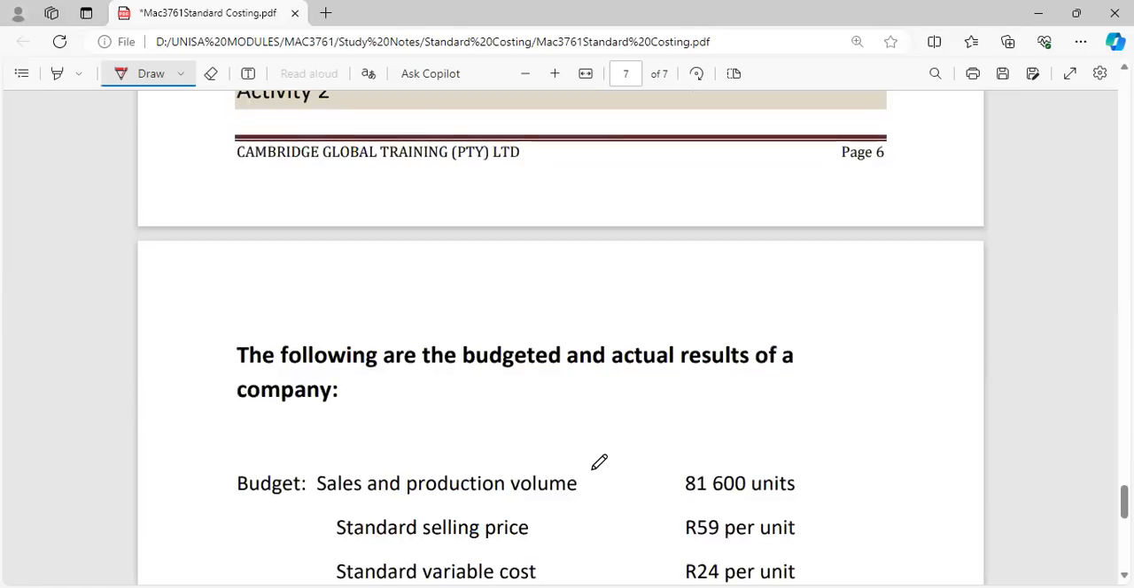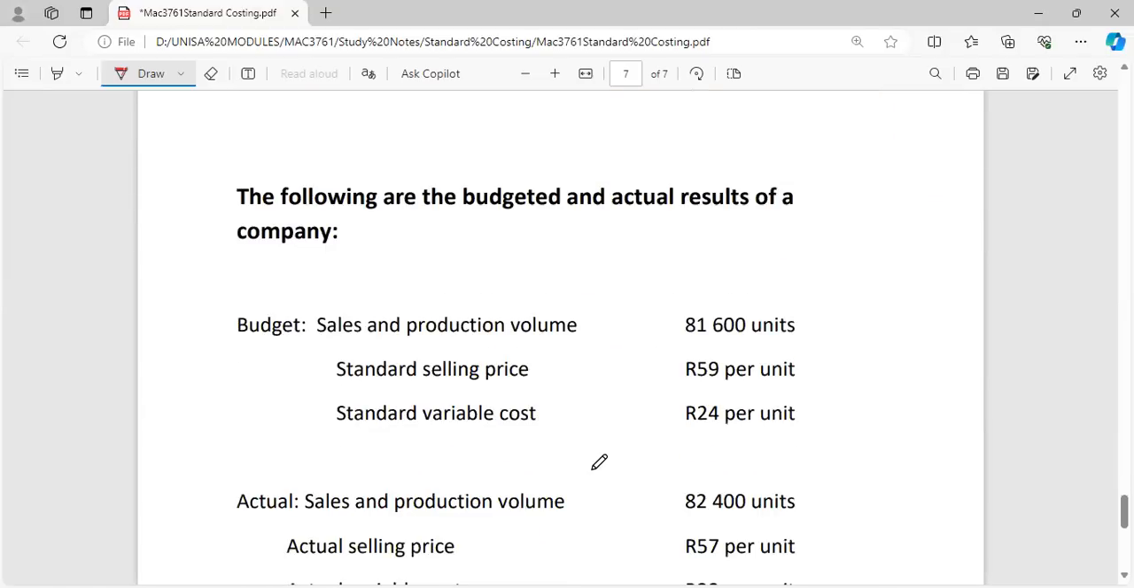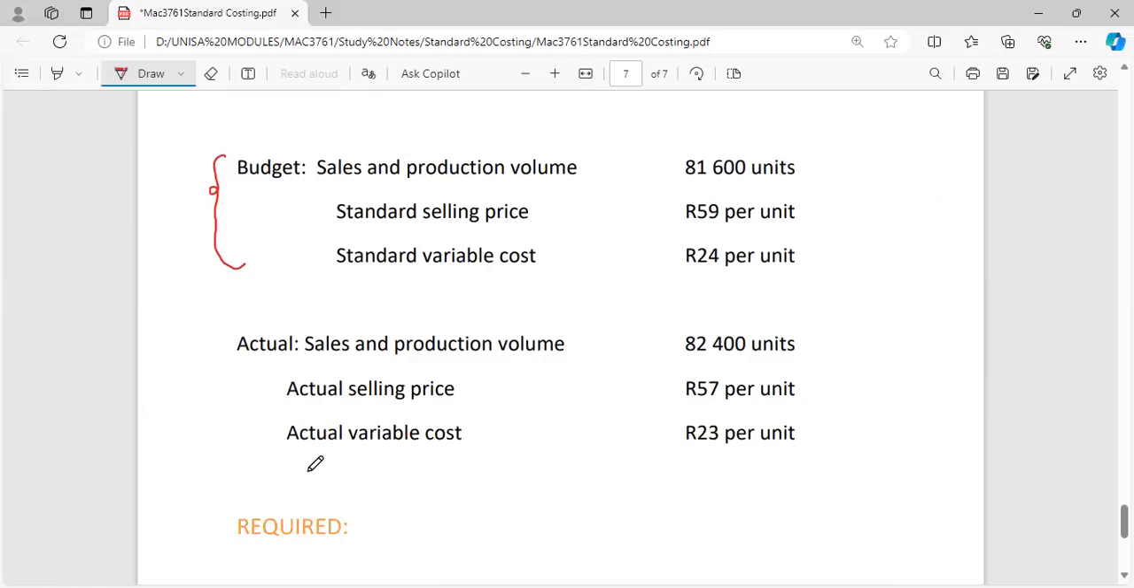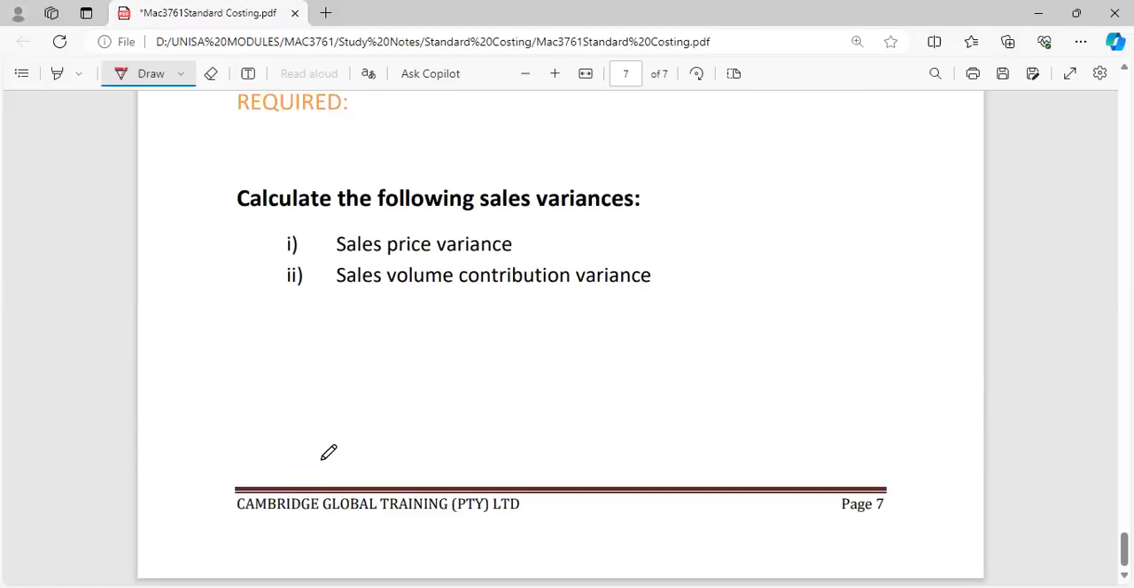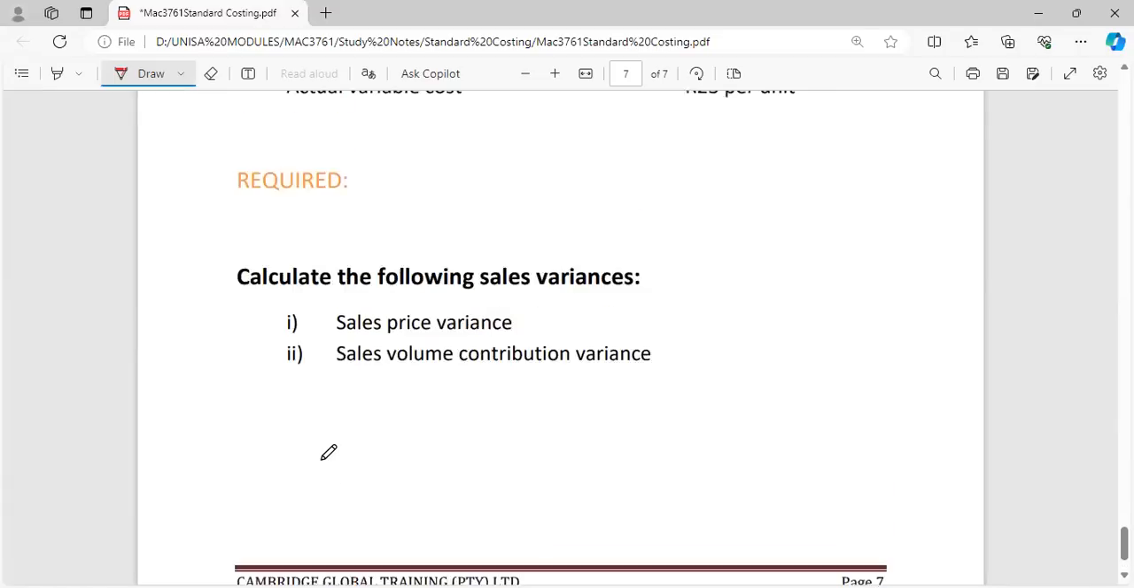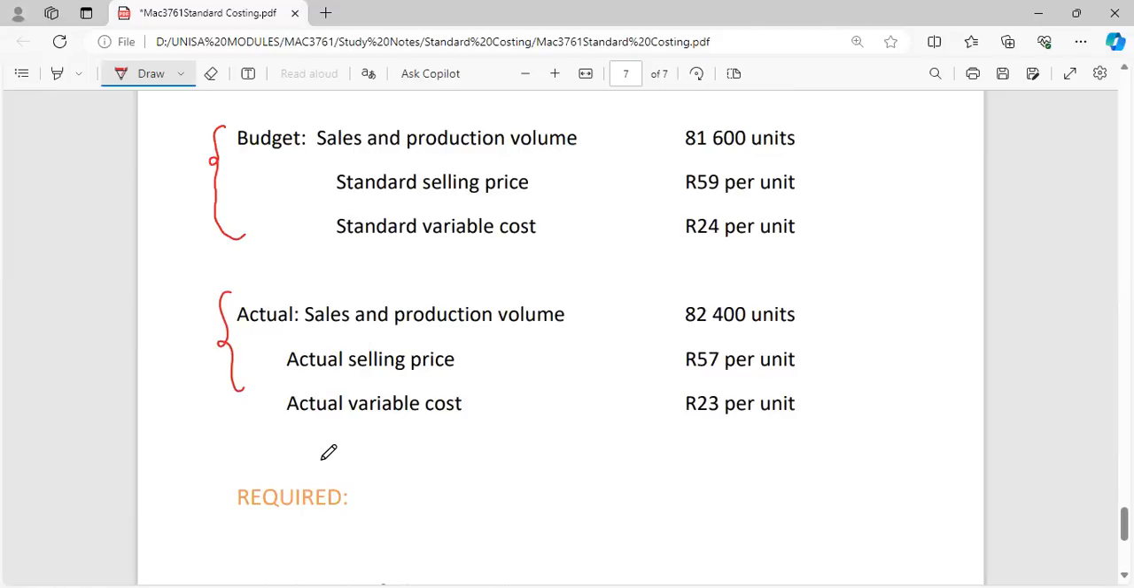But let's quickly look at this small, simple question that demonstrates that. They say the following are the budgeted and actual results of a company. Always look at the budget. These are the budget and these are the actual. What are we required to do? We are required to do the sales price variance. Where do we start?